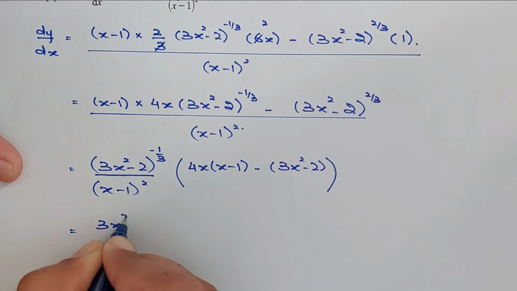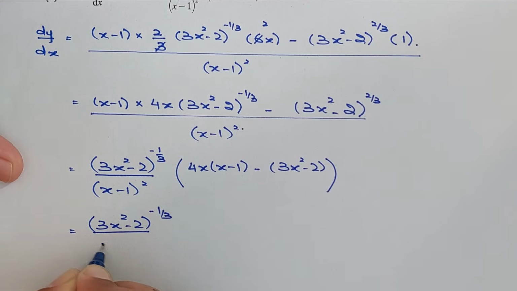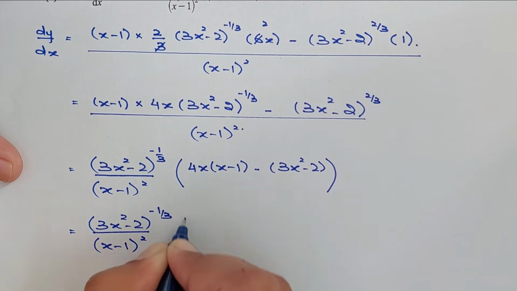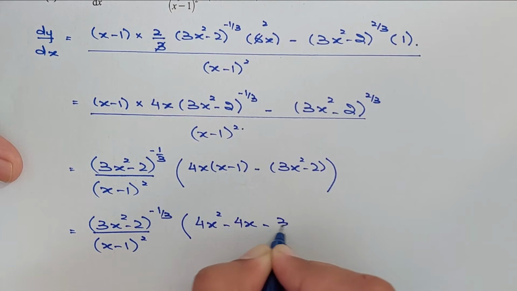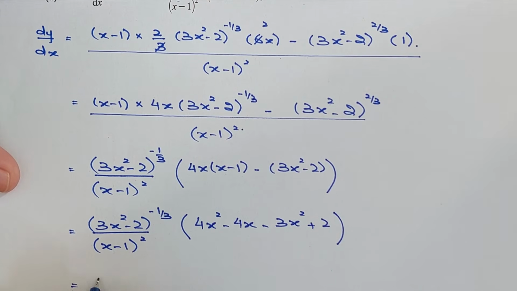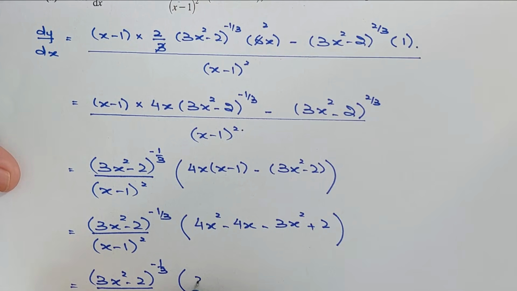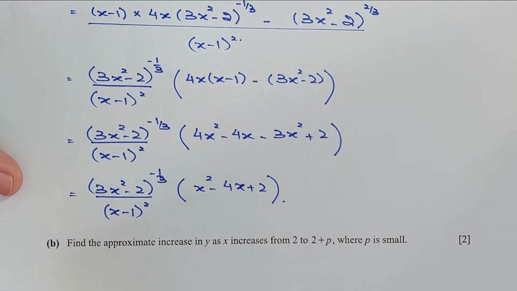So this term stays the same. 4x square minus 4x minus 3x square plus 2, right? One more step. 3x square minus 2. Okay, so we have x square minus 4x plus 2. This is a quadratic expression. So a and b are minus 4 and 2.